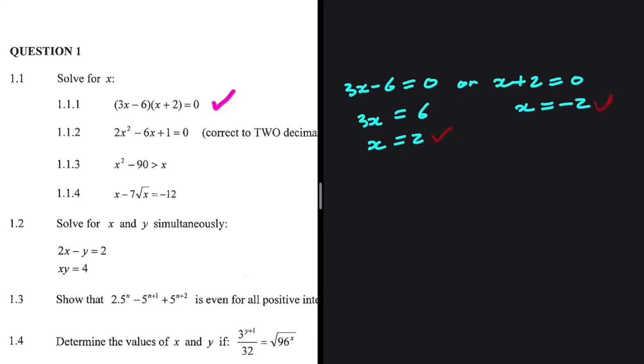When the equation is already factorized, you don't multiply out like I see some people do. Right.